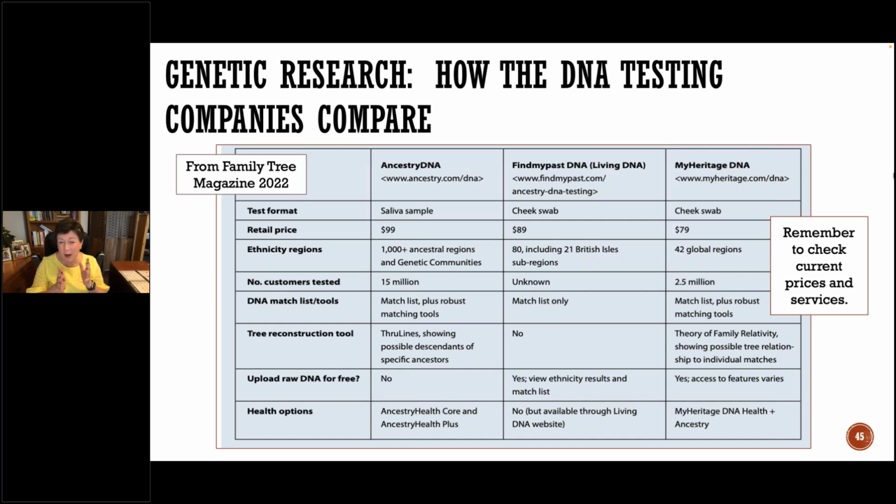Anyway, this is from Family Tree Maker of about a year ago. This is the latest thing I could find that gives you a comparison of the price, and the prices are all pretty much the same. And they also have specials. These companies run specials all the time. But as I said, with respect to the genealogical website pricing and the software pricing, you've got to check out the current prices and services. So this is just for illustrative purposes. Basically, you have to do your homework to find out what's best for you.